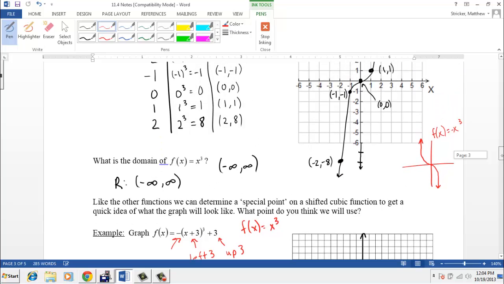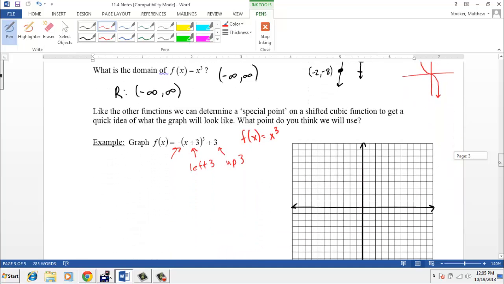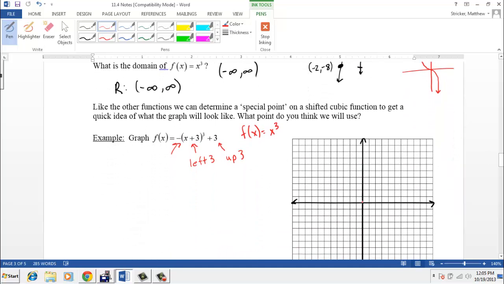But the center point is not this 0, 0. Let's talk about where we can move that 0, 0 to. We can move it left 3 and up 3. So left 3 and up 3. The center is right there. I'm expecting this graph to look something kind of like this. Now, it's not good enough to just put the center point on there that's been shifted left 3 and up 3.